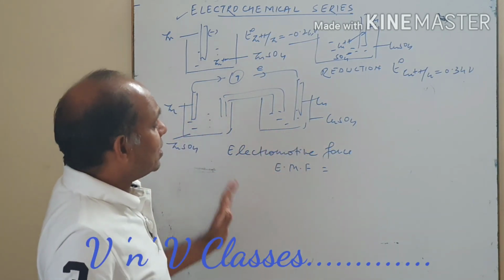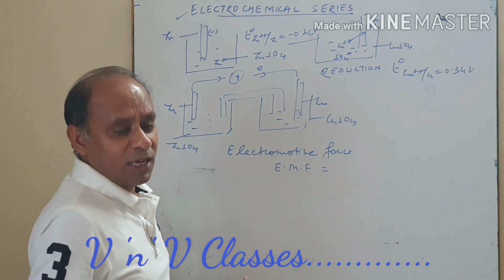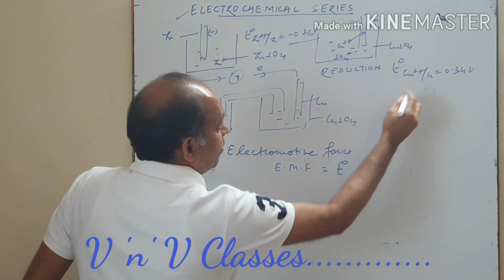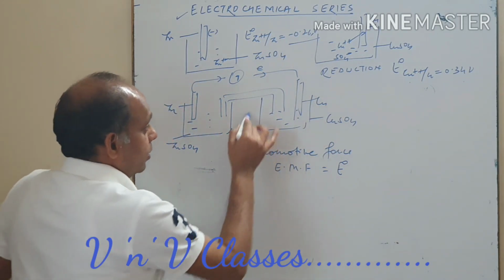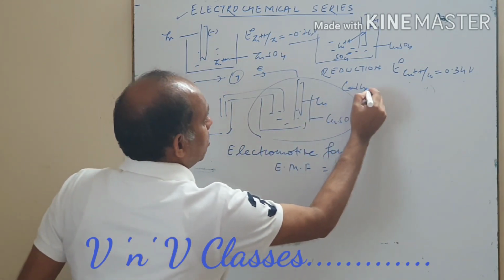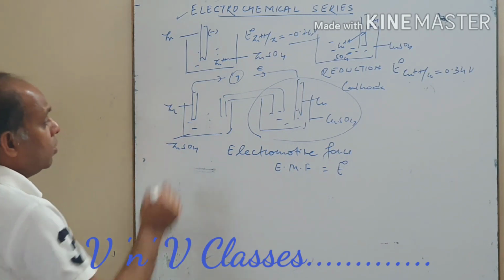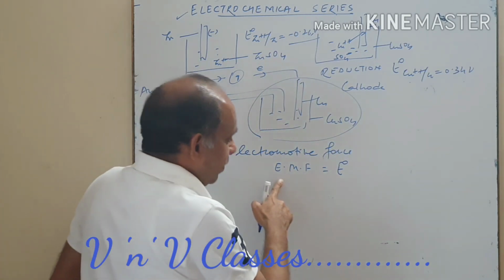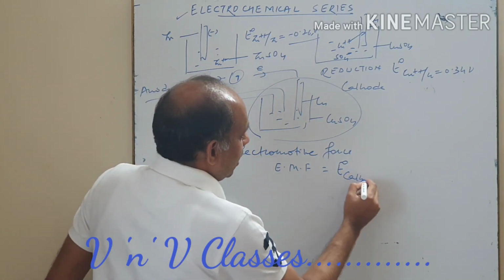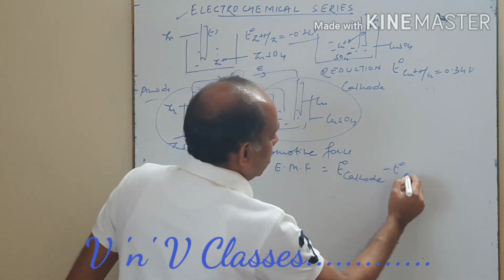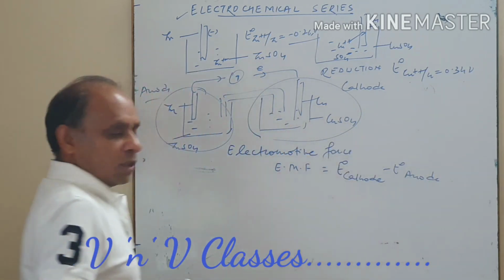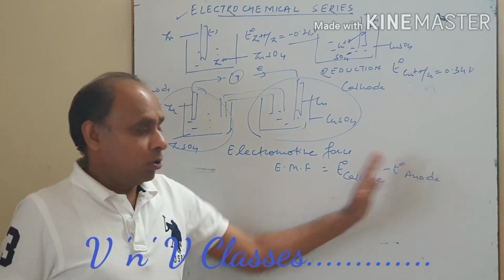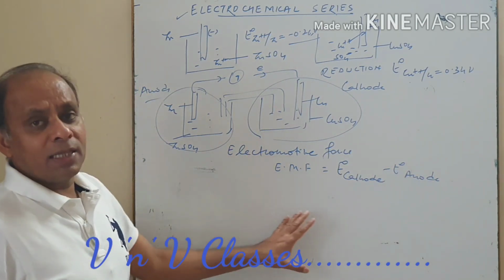So if we want to get this electromotive force, what do we have to do? We have to do only one thing: from the electrode potential of this copper, and here this copper is a cathode that we discussed in the previous video, and in this case zinc is anode. So what formula do we get? EMF is equal to E naught cathode minus E naught anode. To get this EMF, we always take E naught cathode minus E naught anode. Remember, this is the formula to get the EMF.